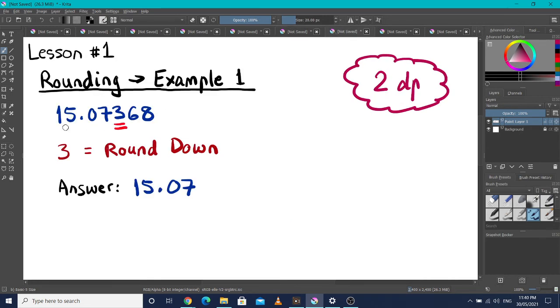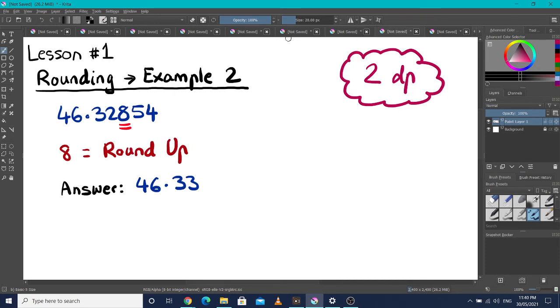In this example, we have 15.07368. The number in the third place is 3, which we round down. Whenever we round down, the number in the second place stays the same. So our answer will be 15.07.